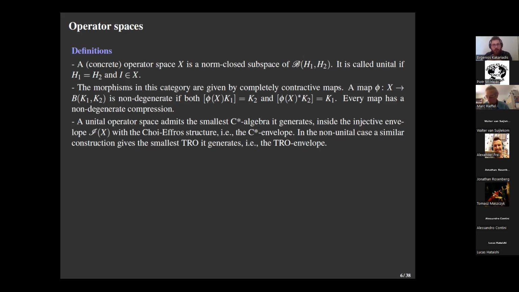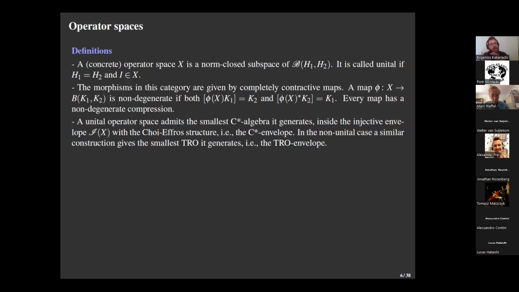Another notion that I'm going to use is that of the injective envelope. A unital operator space admits the smallest C-star algebra it can generate inside its injective envelope, when you endow the injective envelope with its operator system structure. That's called the C-star envelope. In the non-unital case, you can have a similar construction, but instead of a C-star algebra, you have the smallest TRO that it generates, and that's the TRO envelope.